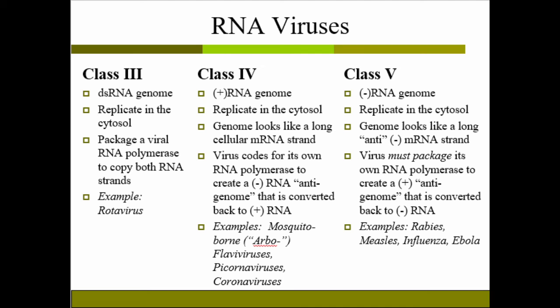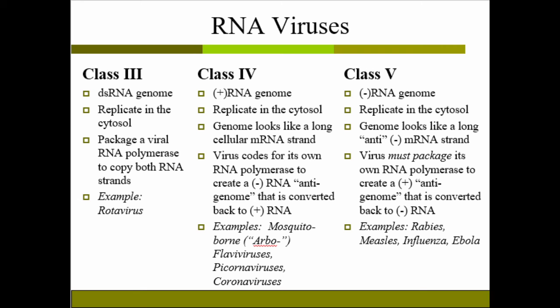Next up, we have the Class 3 viruses. These are double-strand RNA viruses. They also replicate in the cytosol, and they look like long cellular mRNA strands. The virus codes for its own RNA polymerases to create a negative sense RNA that is converted back to positive sense RNA. This is just to help increase the number of positive sense RNA to help with replication.